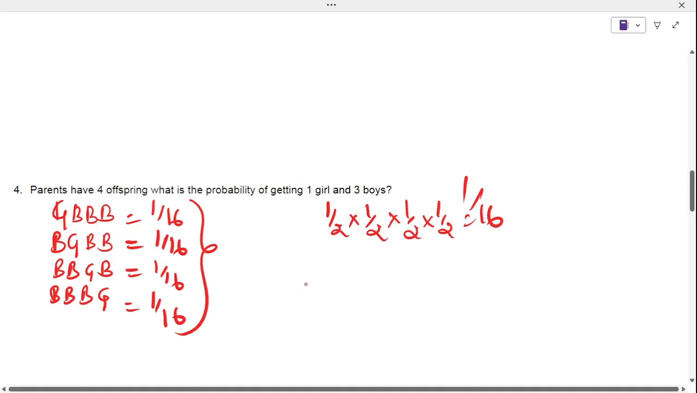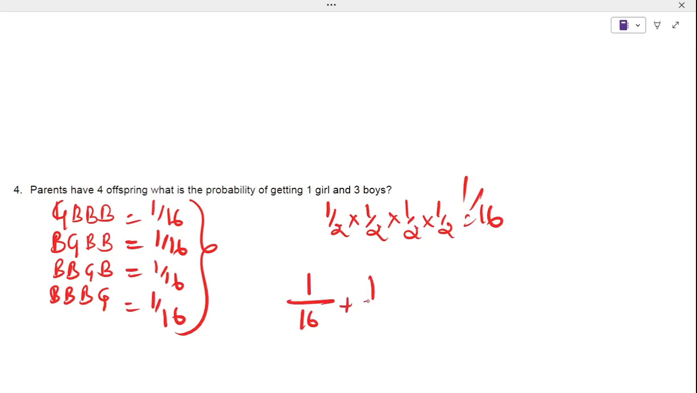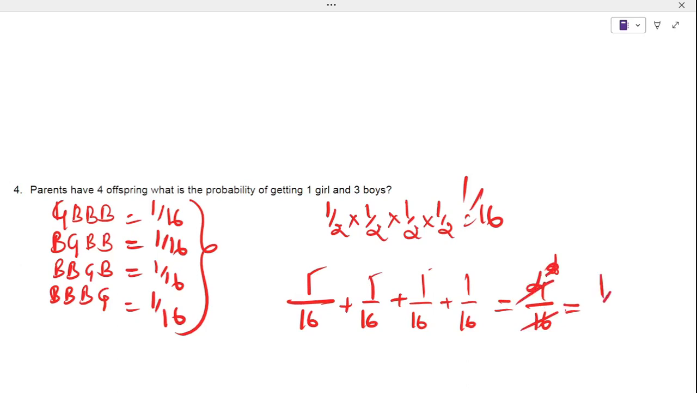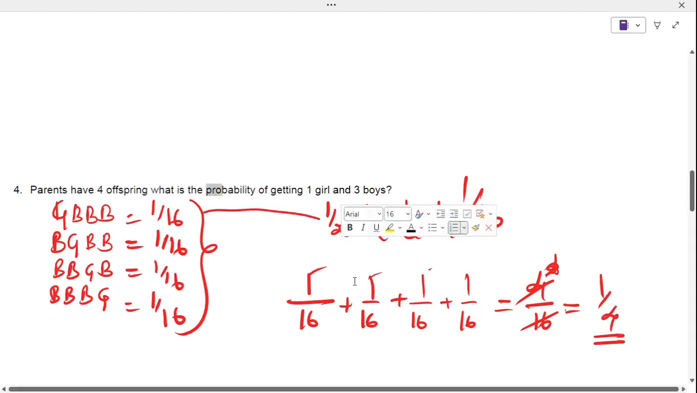So in that, 1 by 16 plus 1 by 16 plus 1 by 16 plus 1 by 16. If you sum up 1, 2, 3, 4, 4 will be the numerator, 16 will be the common denominator. 4 ones are 4, 4 fours are 16. So 1 by 4 is the answer for this question. Next, we'll move on to one more problem here.